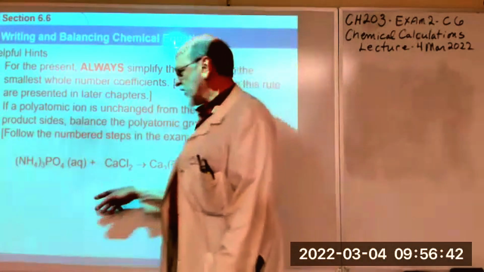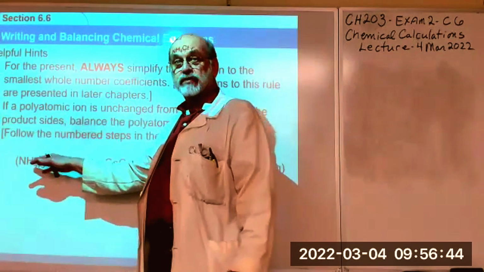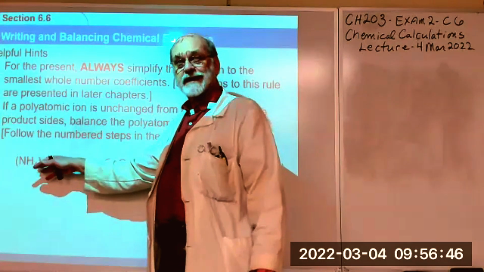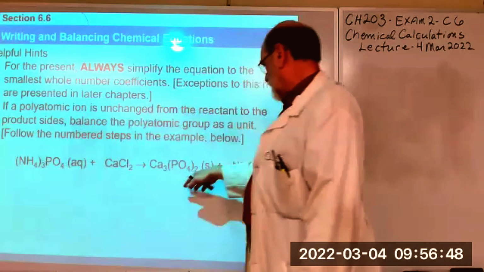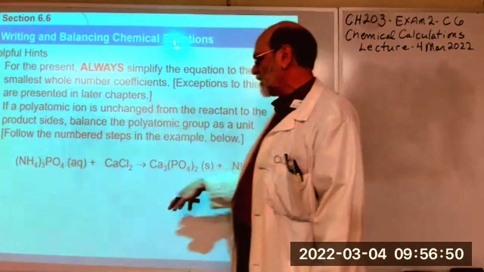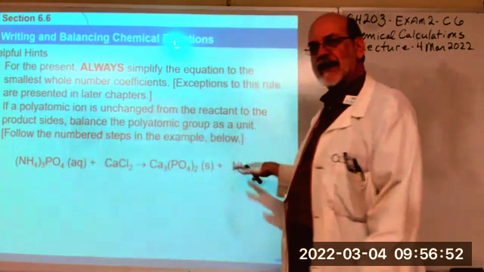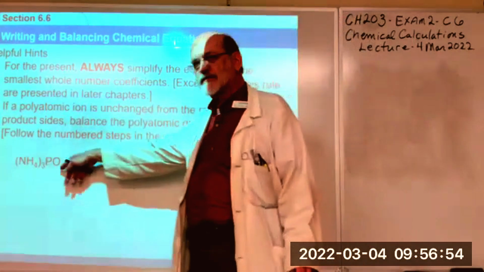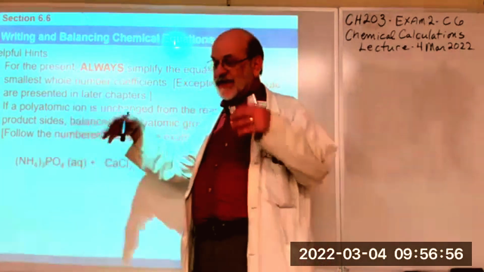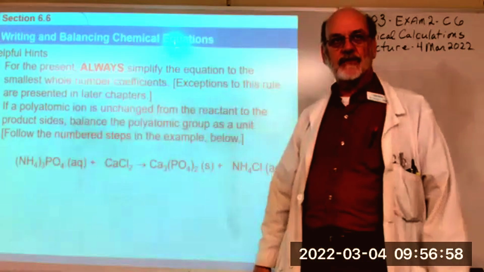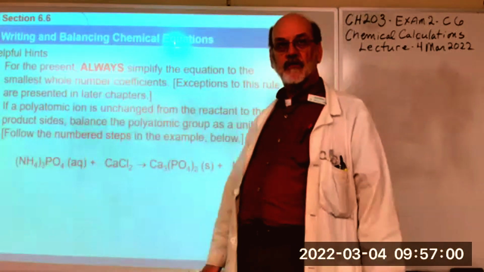Now, if in the process, this polyatomic is broken up, sometimes that happens, and produces a different nitrogen compound over here, and hydrogens are spread out over here, or phosphorus is broken away from, then you have to go to individual atoms as your balancing groups.